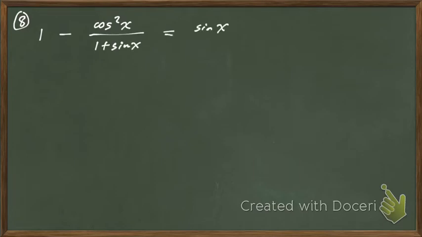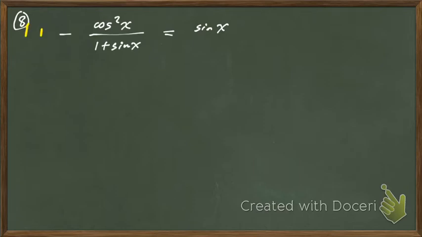What does 8 give us? 1 minus cosine squared x divided by 1 plus sine of x equals sine. 1 plus sine here. Yeah. And we want to show that this equals sine. Thank you, Ryan. Do you agree to add or subtract fractions, you need a common denominator? So could this 1 here be called something slightly different?